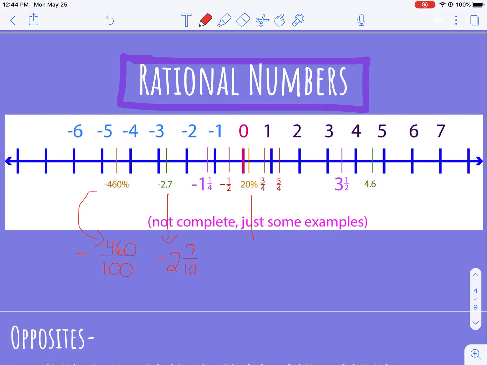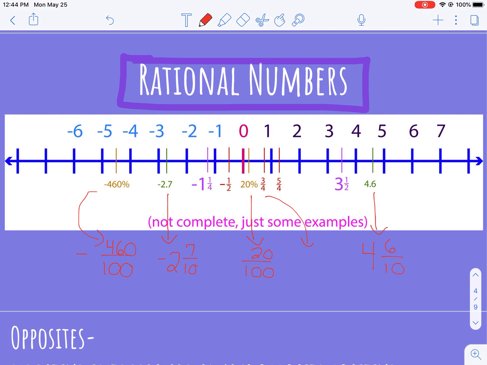A positive 20%, just like we talked about. Percent is a fraction out of 100, so we could write that as 20 over 100. 3/4, already a fraction. 5/4, already a fraction. 3 1/2, already a fraction. 4 6/10, we can convert that into a fraction, 4 6/10. So those right there are your rational numbers.